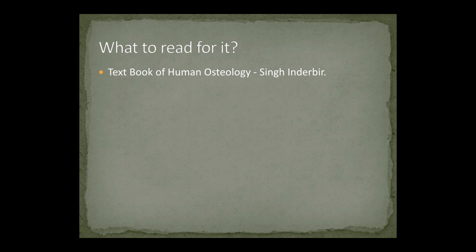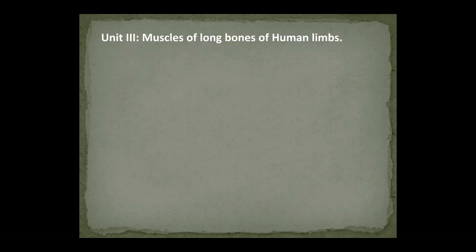The book which you can refer to is Textbook of Human Osteology by Inderbir Singh. This is a very simple book. You can find it on Amazon, it costs around 349 rupees. There are other books also, like Tim and White, Human Osteology, but that will be around 5,000 rupees, and that will be too costly for you. Other than that, I'll be providing you some material for it also. So don't worry about it.